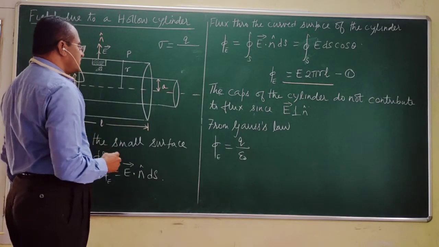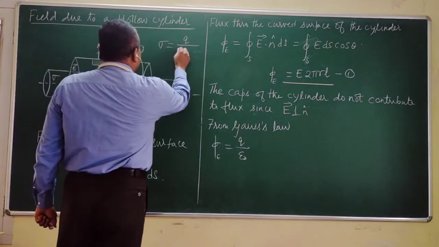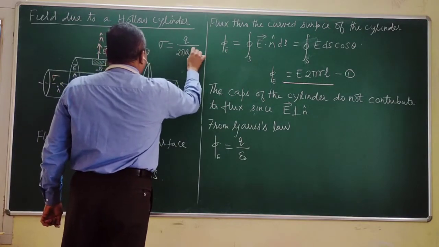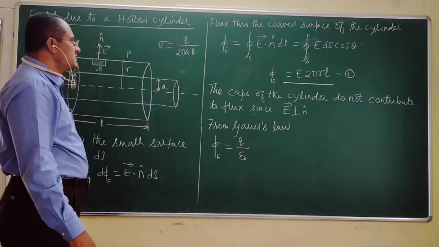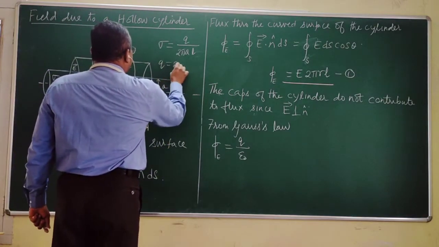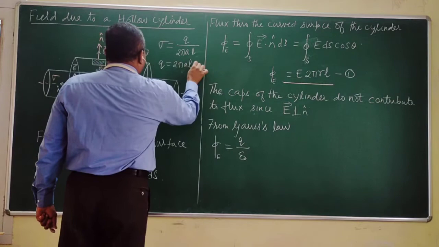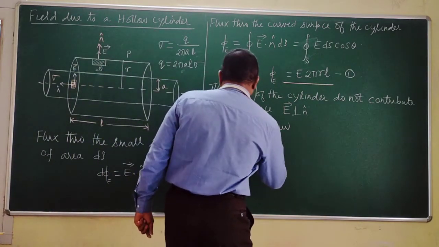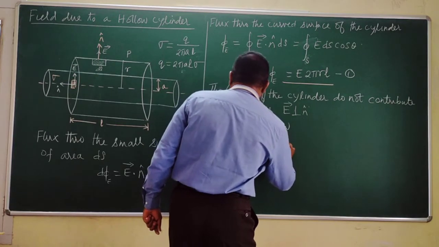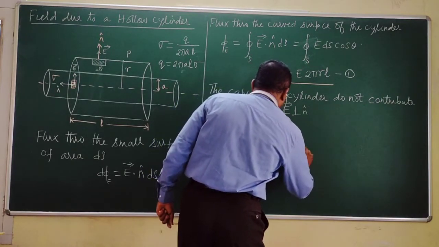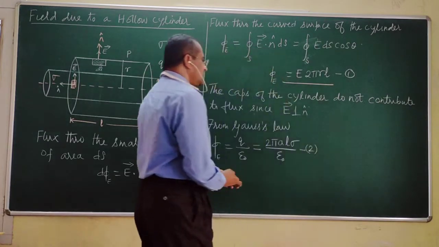Therefore, what will be the surface area? It will be 2 pi A into L. Is that okay to you? Therefore, Q for me will be 2 pi A L sigma. Therefore, I will write this as equal to 2 pi A L sigma upon epsilon naught. This will be equation 2 for me.